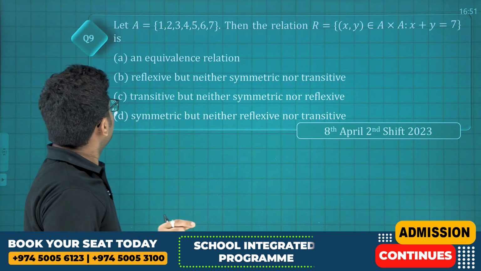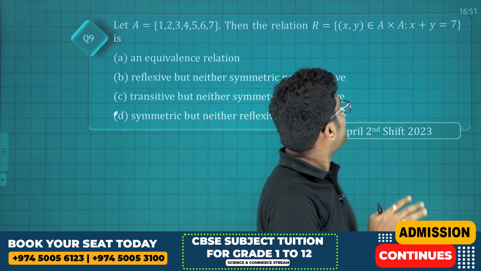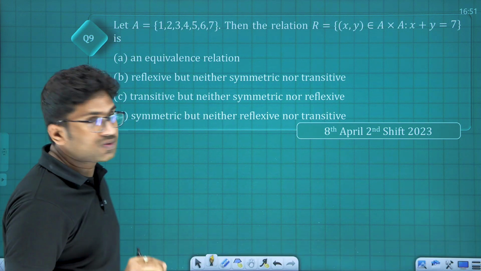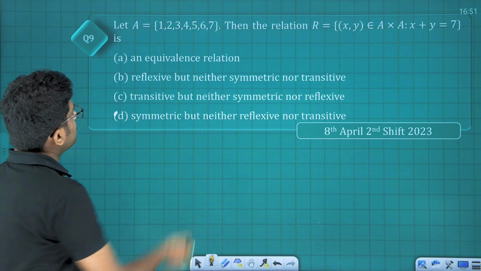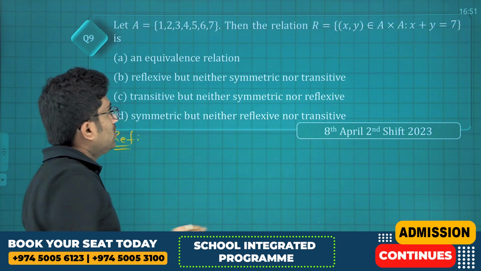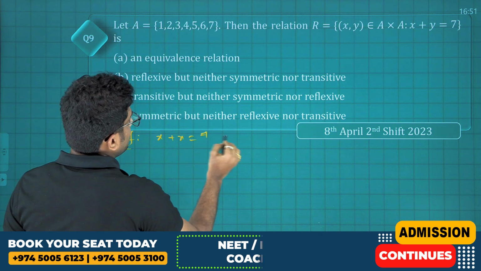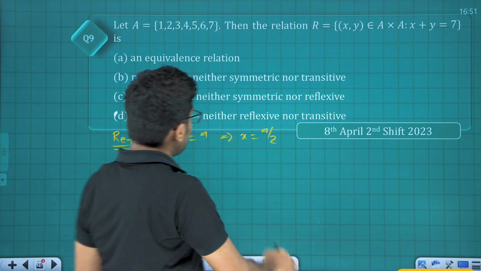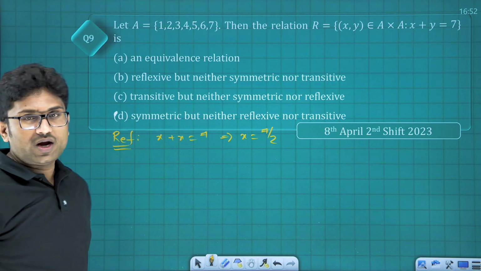Next, let A be the set {1, 2, 3, 4, 5, 6, 7}. Then the relation R is the set of ordered pairs (x, y) such that x plus y is equal to 7. This is what we are supposed to see. First, equivalence. So that means we have to check all, friends. First we will check for reflexive. To make it reflexive, x plus x is equal to 7, so 2x is 7, x is equal to 7 by 2. So clearly 7 by 2 is not an element of this. So it is not reflexive.